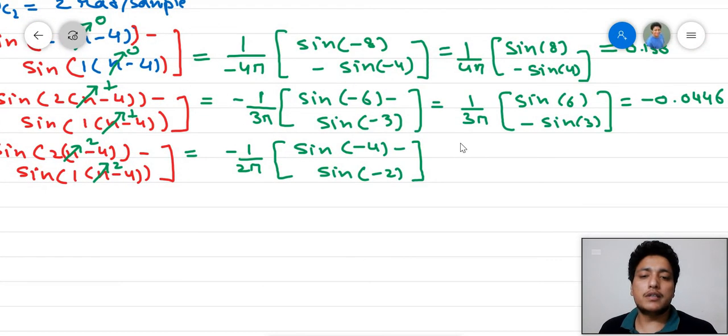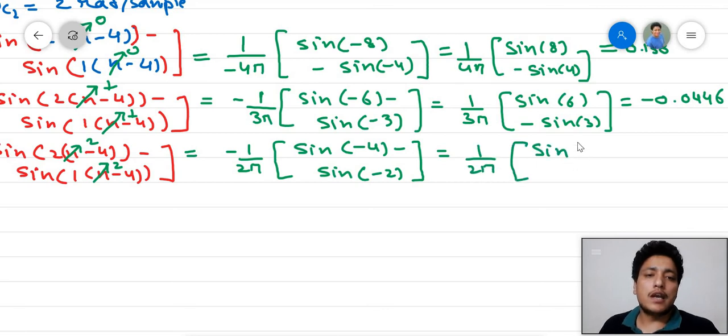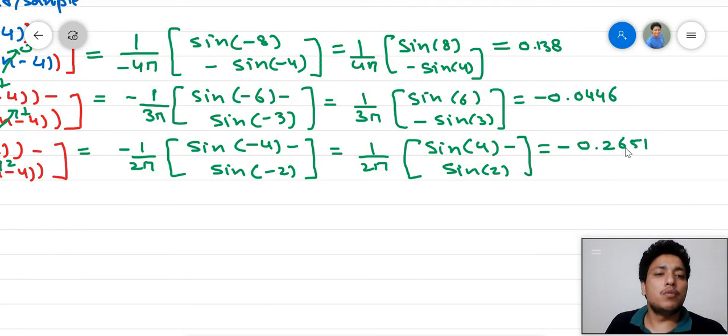Then it can be written as 1 by 2 pi, sine 4 minus sine 2, which is equal to minus 0.2651.